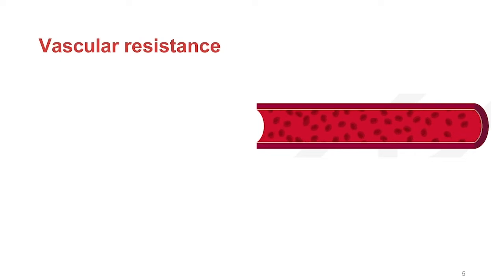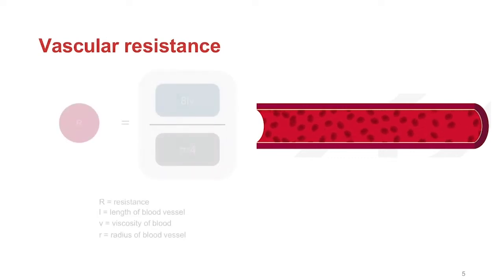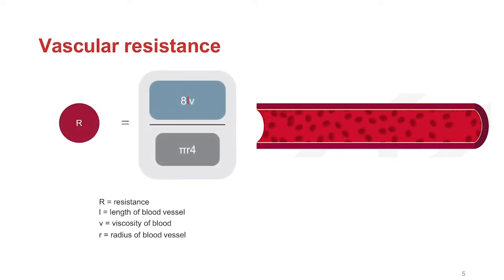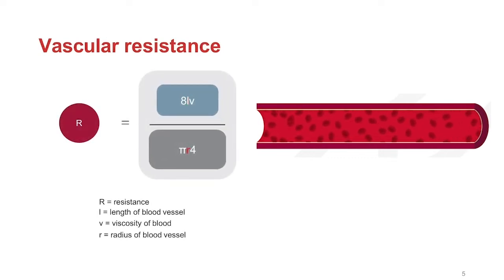Systemic vascular resistance and the factors that alter it can be described by Poiseuille's law. Now, Poiseuille's law tells us that resistance is proportional to the length of a blood vessel and also to the viscosity of a liquid, in this case blood. It's also inversely proportional to the radius of the vessel to the power of 4. Now, clinically, this translates into the following.